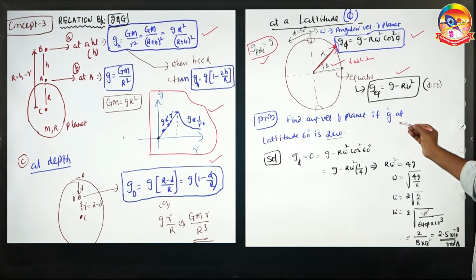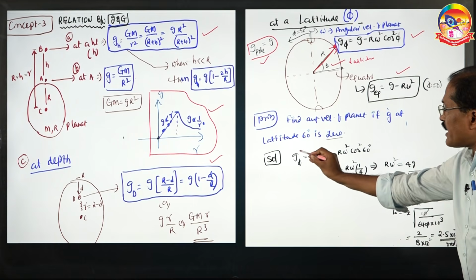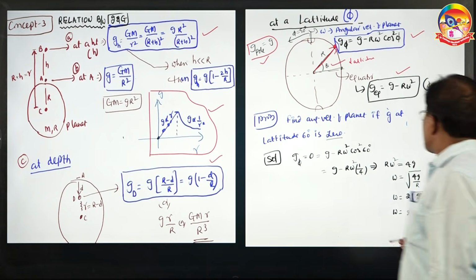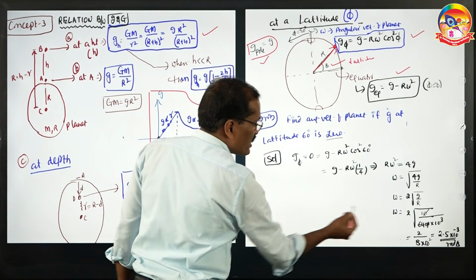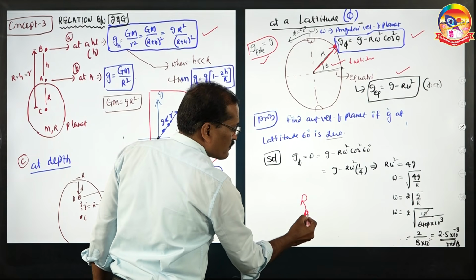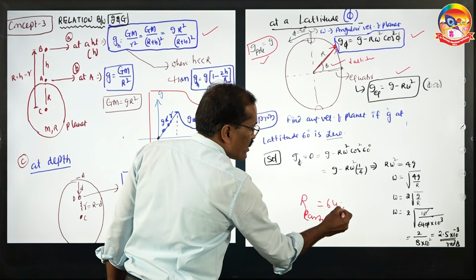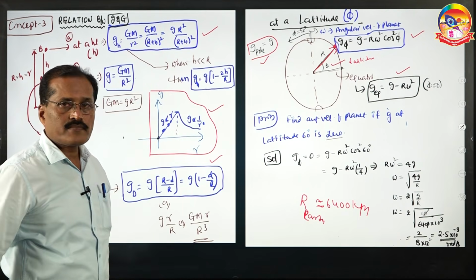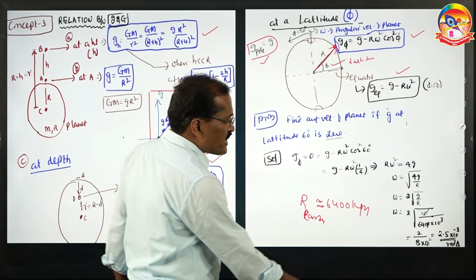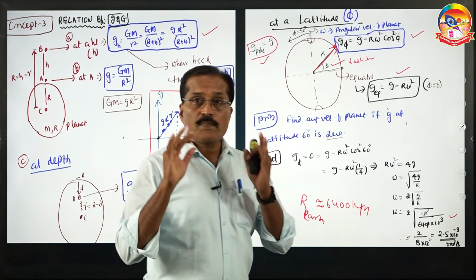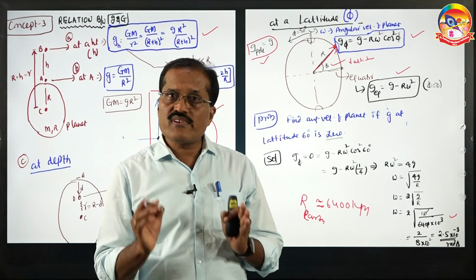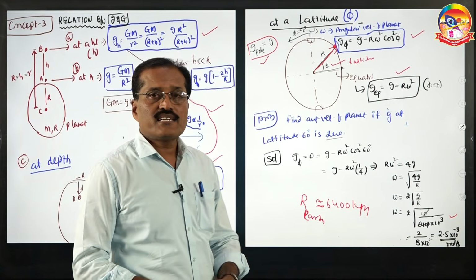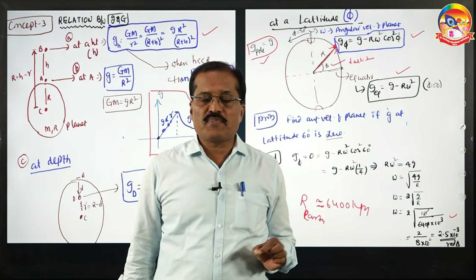Now, I gave you one question: find the angular velocity omega for which g at the equator is equal to 0. We are going to get that if you substitute all values. The radius of the earth is approximately 6,400 kilometers. When you substitute all these things, you get that our planet should rotate with an angular velocity omega equal to 2.5 into 10 power minus 3 radian per second, for which the acceleration due to gravity at the equator becomes 0.